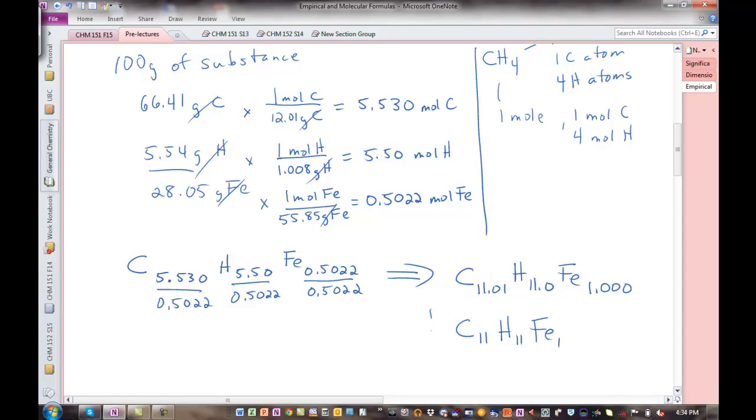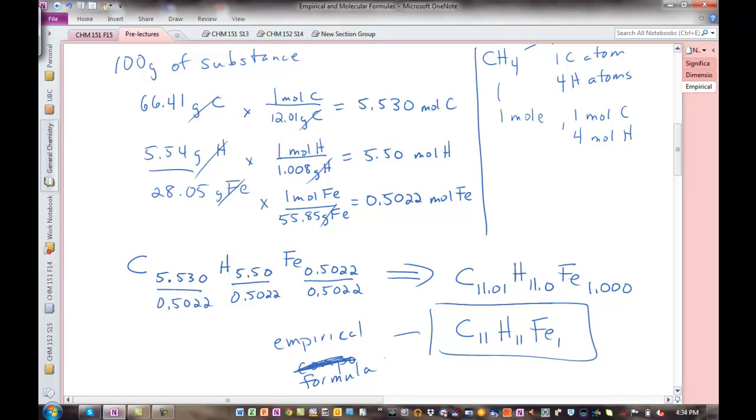Okay, so this would be the empirical formula for that compound. Oops, sorry, I said compound and I meant formula. Empirical formula. There we go.